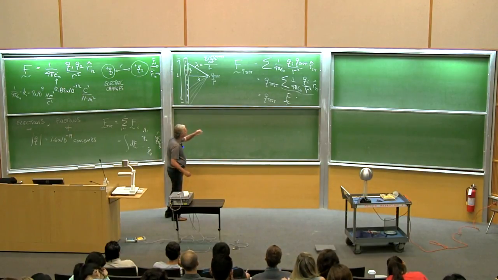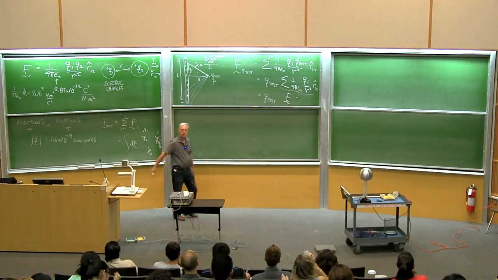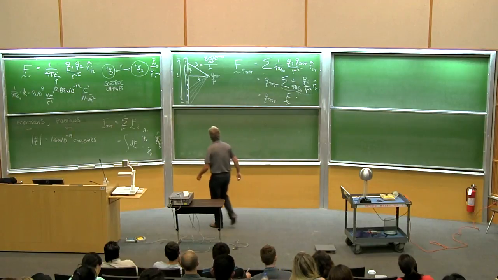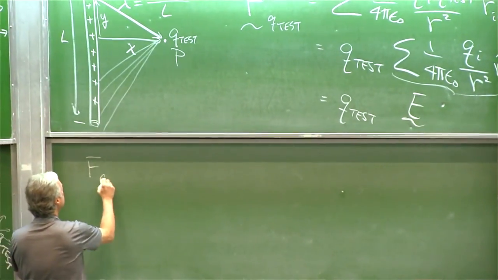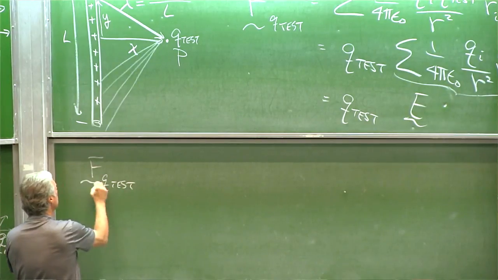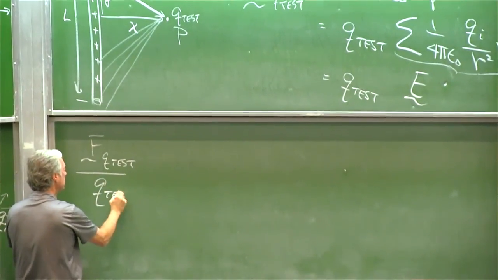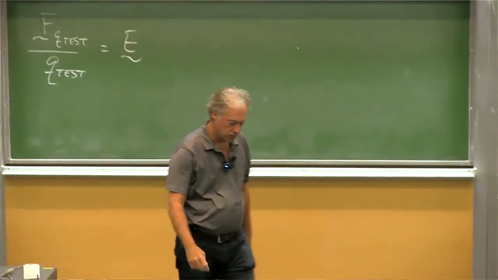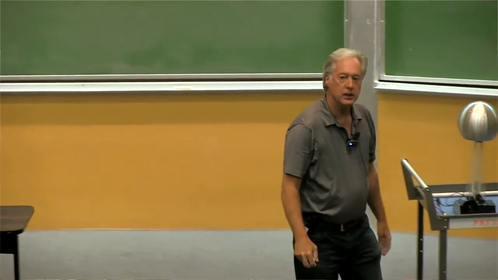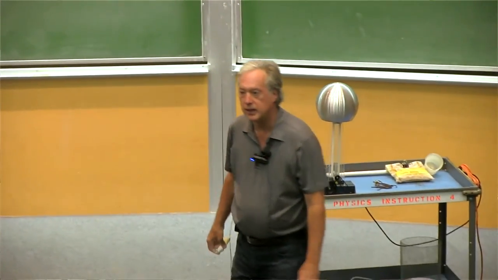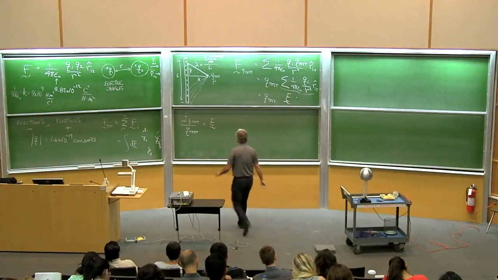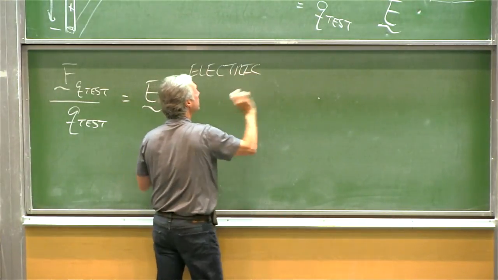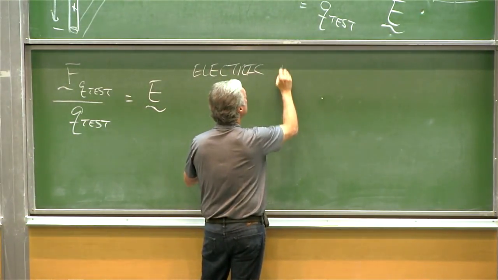So let's think about this. Force is on the left. Force. That thing is so important to us. Force on the Q test divided by Q test equals E. Let's look at it that way. The electric field is the force per unit charge. That's what that says. Electric field is force per unit charge. It is a very useful quantity to know and concept to use.